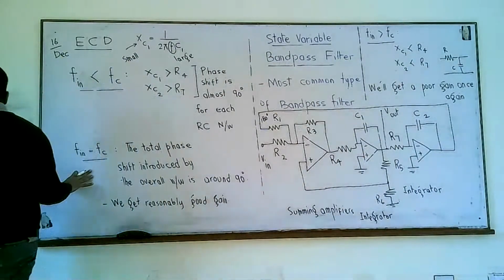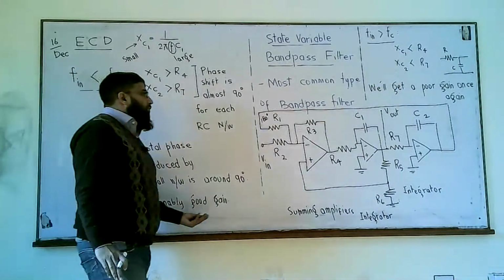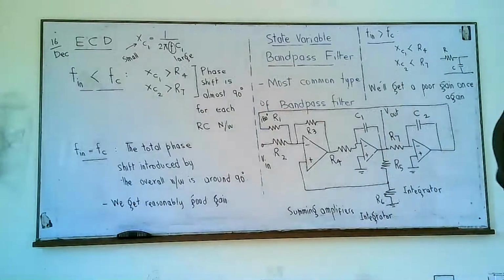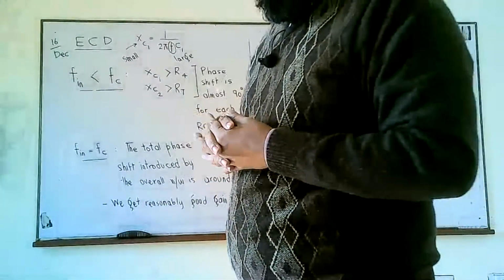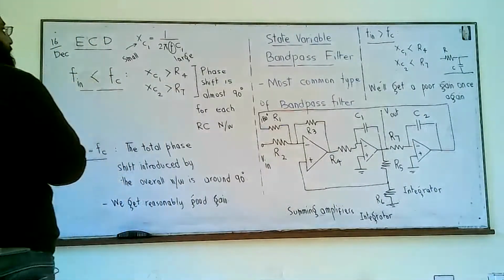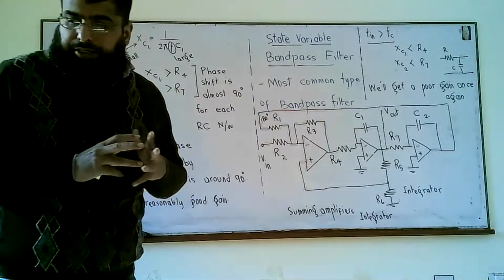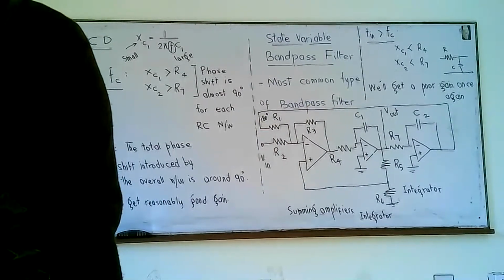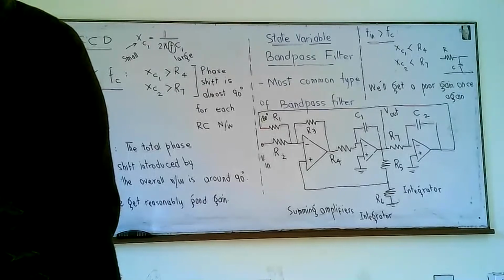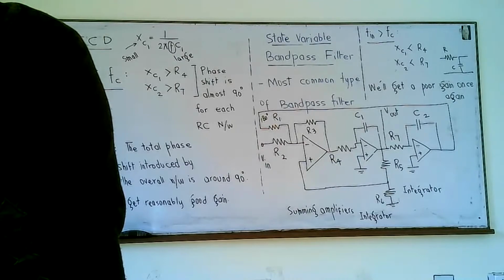We get reasonably good gain if Fn is equal to Fc, and we get a poor gain once again if Fn, the frequency of the input signal, is greater than Fc. So this means we are going to get a filter, with reasonably good Fc and with reasonably small bandwidth, or good quality factor Q.